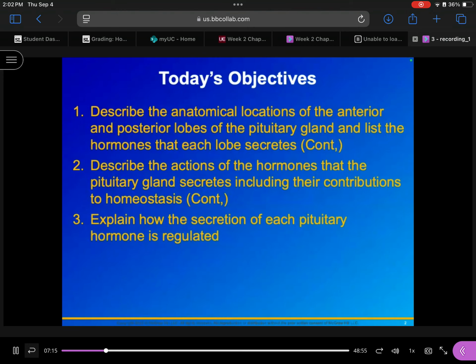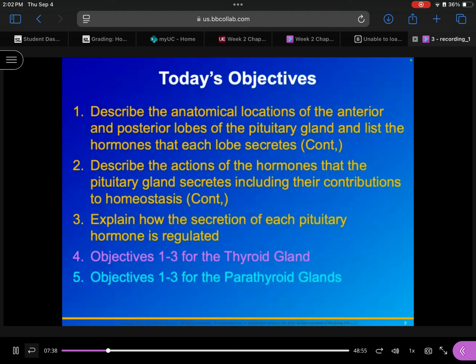All right, so this pattern, the description of the location, the hormones, their contributions, as well as the secretion, how it's regulated, we are going to do that for every single gland. So that's why your next objective, just understand, it's objectives 1 through 3 for the thyroid gland. You didn't want this slide to be as long as me typing everything on there. Then objective 5 is 1 through 3 for the parathyroid glands. And we'll continue on through the pancreas and other glands as we continue to go.